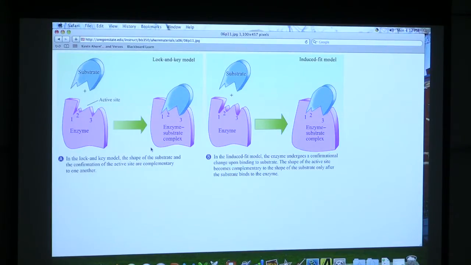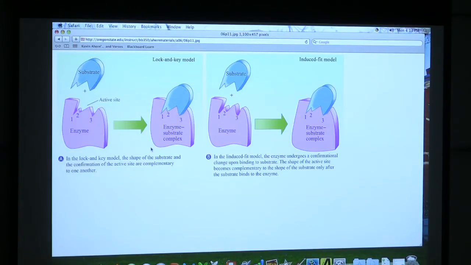That slight change in configuration may lead to strain. Okay? It may lead to strain. So for example, if this enzyme normally splits this molecule in half, this strain might cause a split in the substrate that's being bound. When the reaction is done, the substrate leaves and the enzyme goes back to the way that it was. That's what a catalyst does. It goes back to the original state.